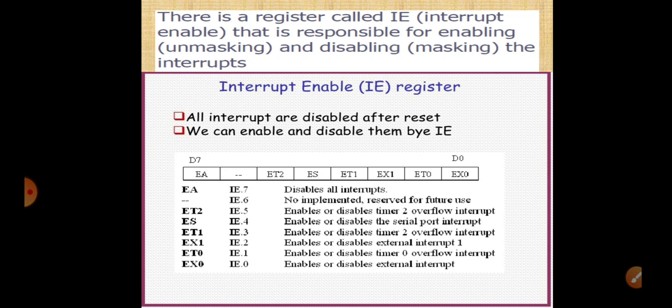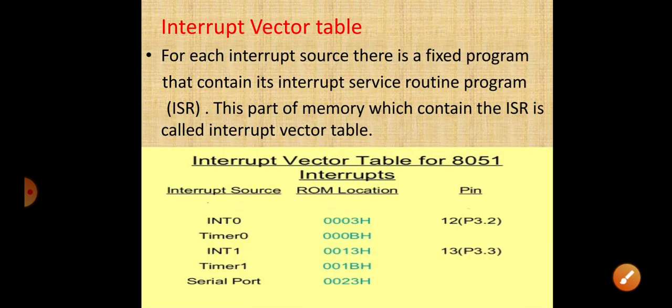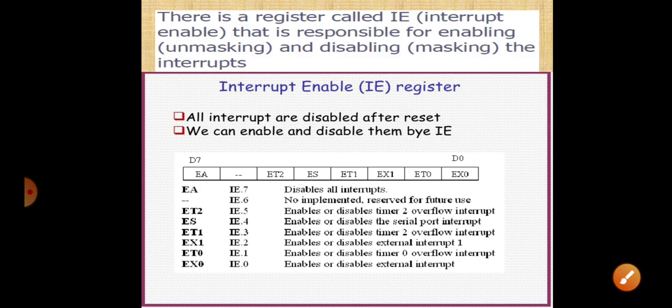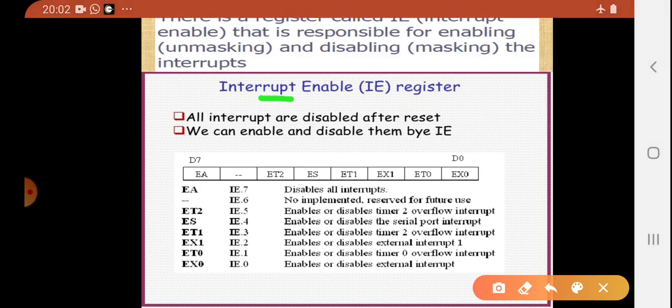Now, to enable or disable the interrupts, all the interrupts are maskable interrupts. So to enable or disable them in the 8051 microcontroller, an 8-bit register is available to enable or disable the interrupts, and that register is known as the interrupt enable register. It is an 8-bit register, and this register is used to enable or disable the interrupts available in the 8051 microcontroller.